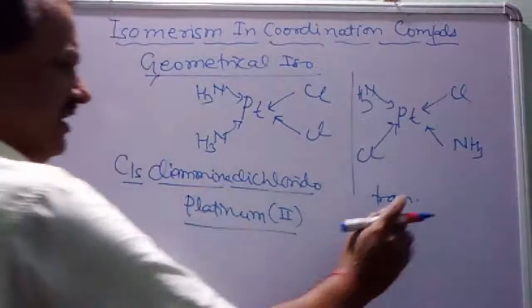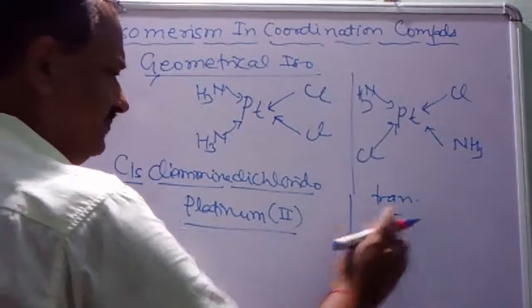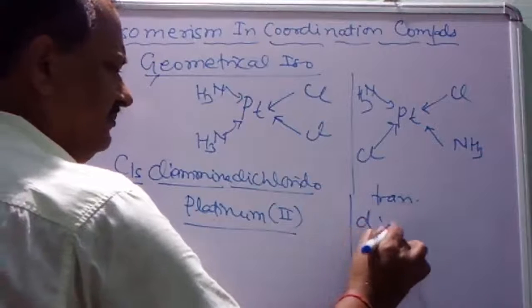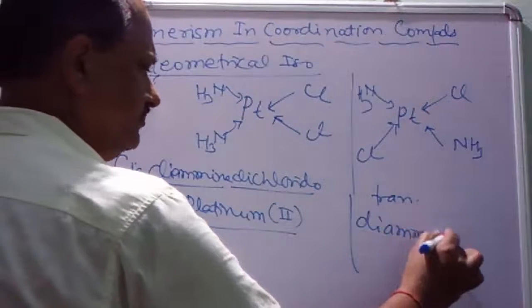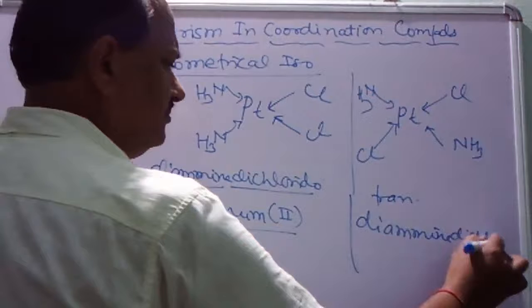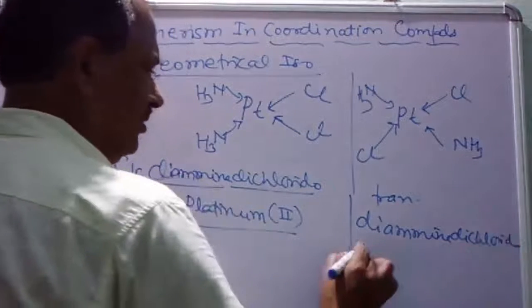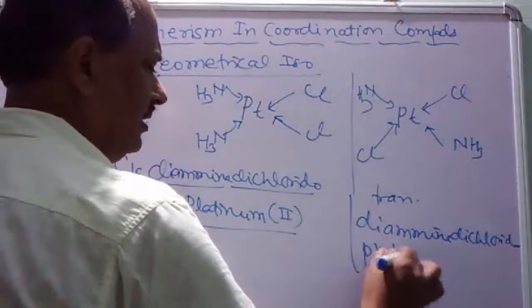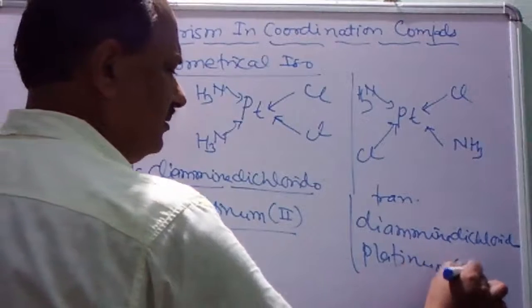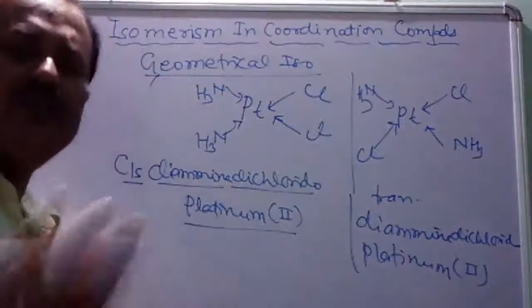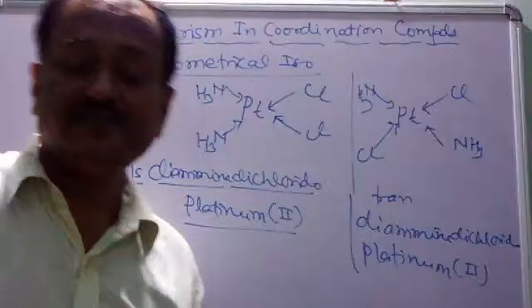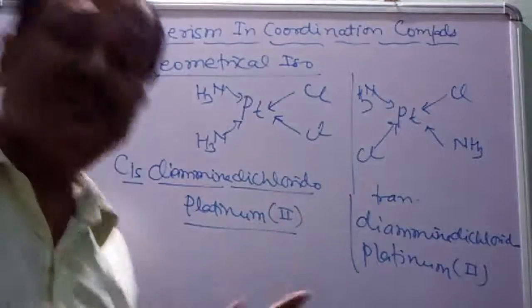Again, before the name we write trans: trans-diamminedichloridoplatinum(II) ion or whatever. So this is geometrical isomerism.